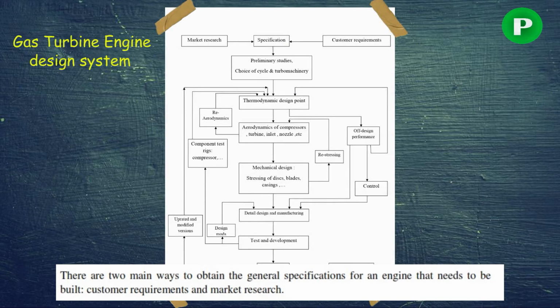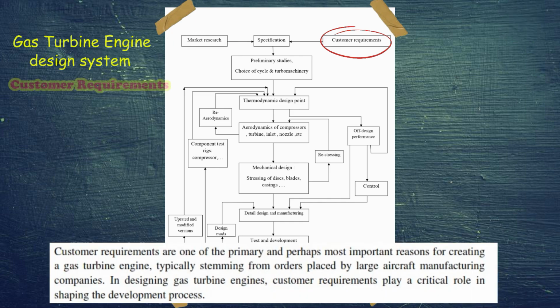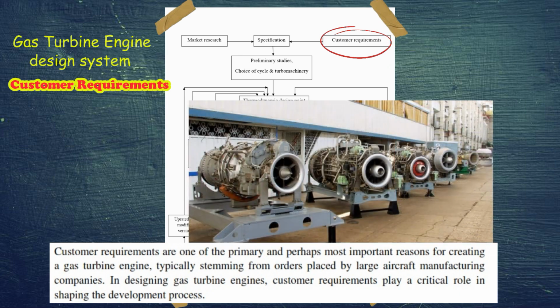There are two main ways to obtain the general specifications for an engine that needs to be built: customer requirements and market research. Customer requirements are one of the primary and perhaps most important reasons for creating a gas turbine engine, typically stemming from orders placed by large aircraft manufacturing companies.